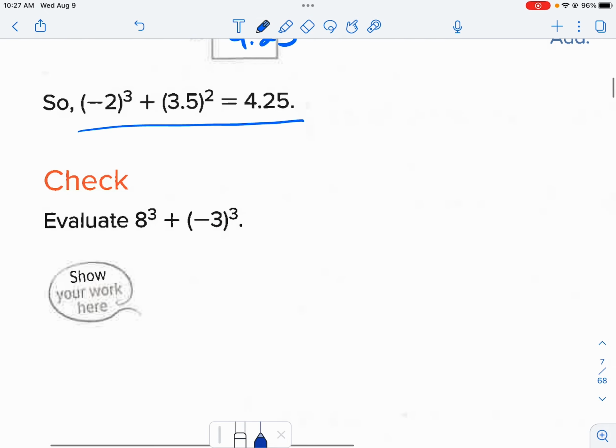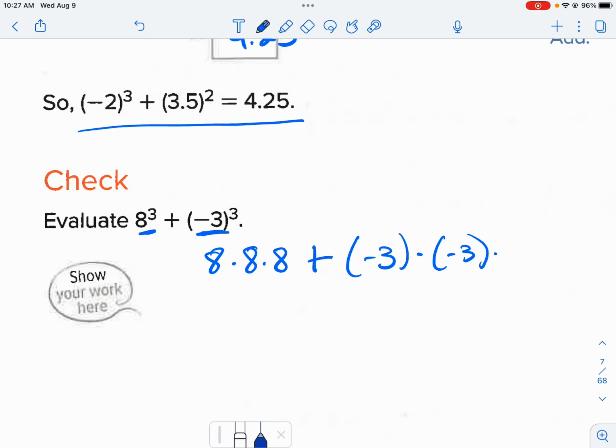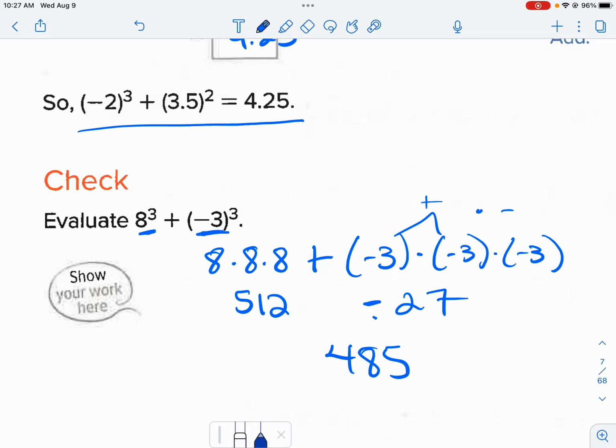So we're going to do the same thing down here. So I'm going to write this 3 times. So 8 times 8 times 8 plus, and it's inside parentheses, negative 3 times negative 3 times negative 3. So 8 to the third power is going to get me 512. Again, this is going to get me positive, and then positive times a negative is going to be a negative. We never write plus minus. Plus minus turns into a negative sign. So this is going to get me 27. So if I take 512 and I subtract 27, I should get 485.